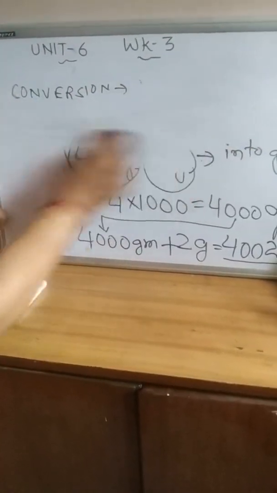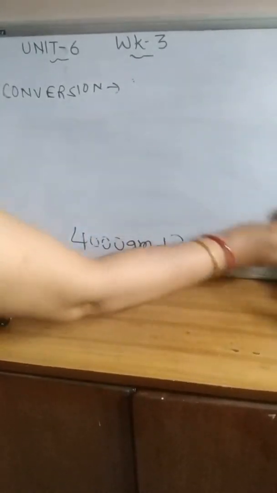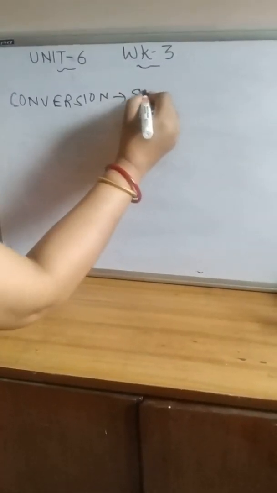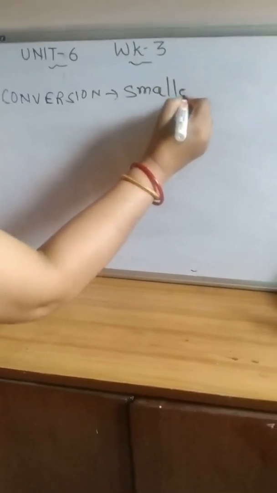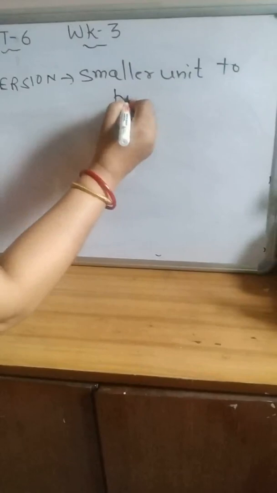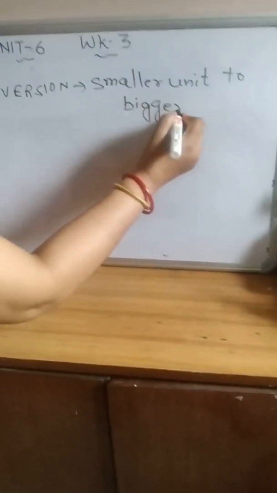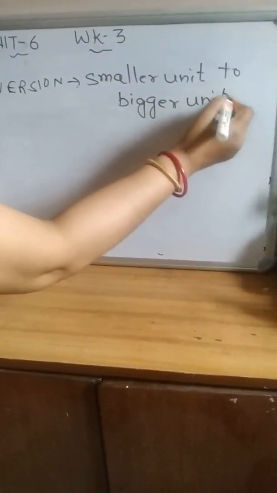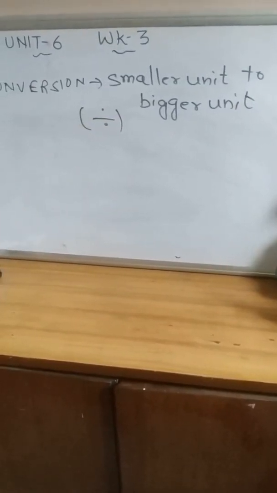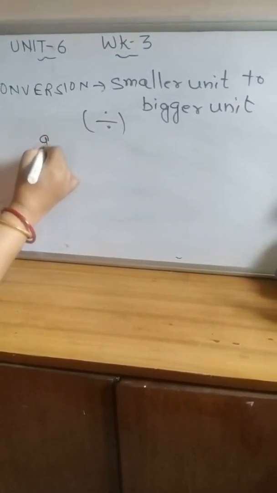Next thing I have told you how to convert the smaller unit into the bigger unit. Smaller unit to bigger unit. So here we will do division operation. Which arithmetic operation we will use? Division. For example, we have to convert from gram to kilogram.